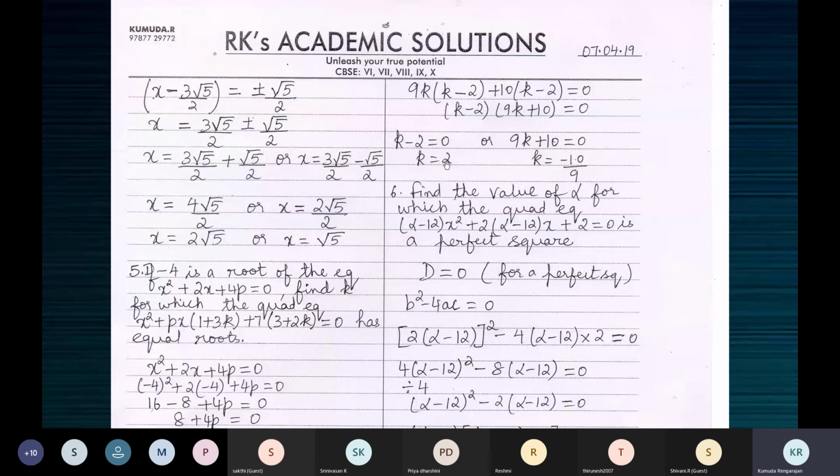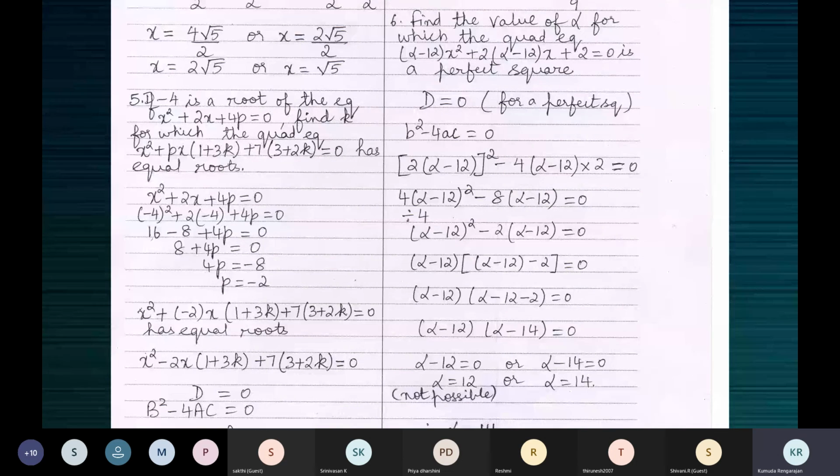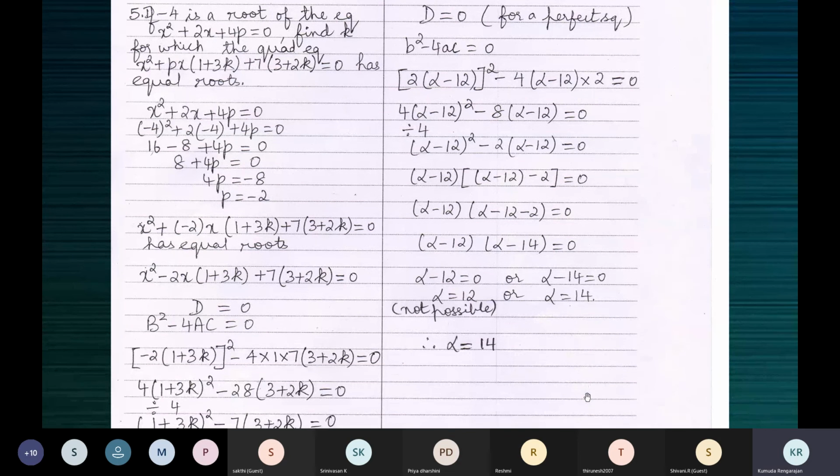So in the earlier sum in question number 5, k can be 2 or k can be minus 10 by 9. But in this one, you can see that the coefficient of x square is alpha minus 12. So the value of alpha influences the equation. When alpha is 12, 12 minus 12 x square, 0 x square. So if alpha is 12, this will not be a quadratic equation at all, but it's given it's a quadratic equation. So alpha cannot be 12. Alpha is equal to 14. So the only value of alpha is 14.